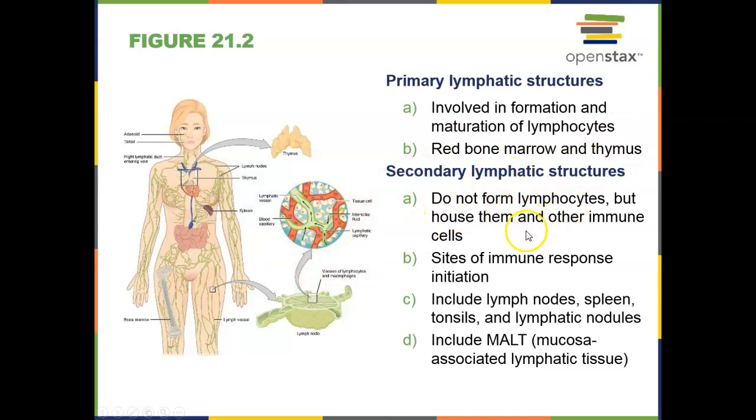For secondary lymphatic structures, we have our lymph nodes, our spleen, our tonsils, and lymphatic nodules. Included in those nodules, we have mucosal associated lymphatic tissue.